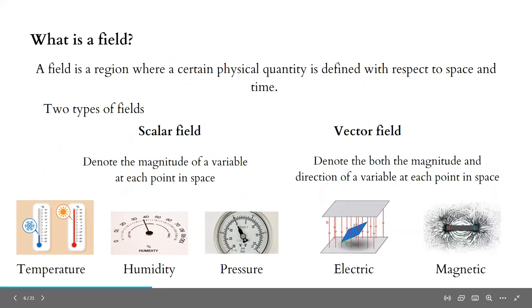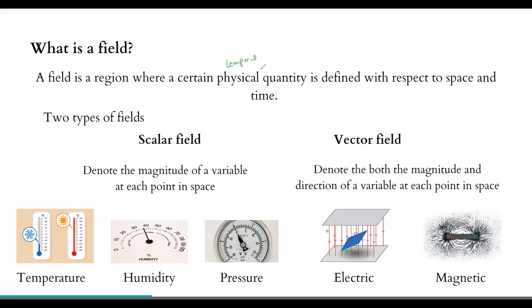A field is a region where a certain physical quantity is defined with respect to space and time, right? So in this case, what we mean is that we have a certain physical quantity, right? For example, a parameter, for example, temperature, right? Force, right? Some kind of force, right? That is available in a certain region of space, right? So if we have temperature, for example, the value of temperature can be taking different magnitudes, right? But they will be available in all regions or all points in that region, right?